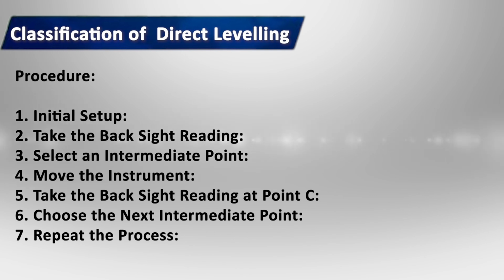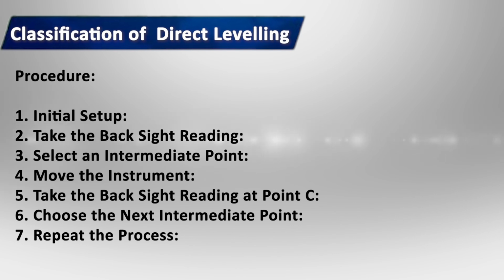In the next step, we will move the instrument. We will shift the level to a new position O2 and level it correctly. In the next step, we will take the backside reading at point C. Again with the bubble centered, we will take a backside reading from the staff at point C.